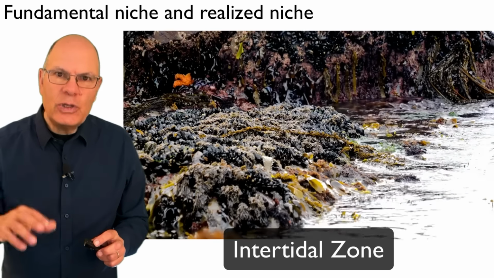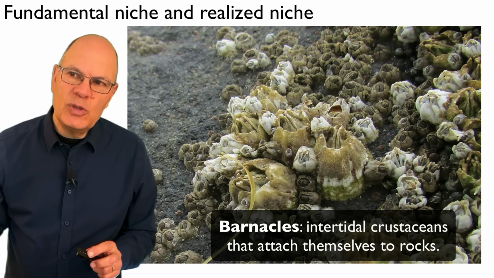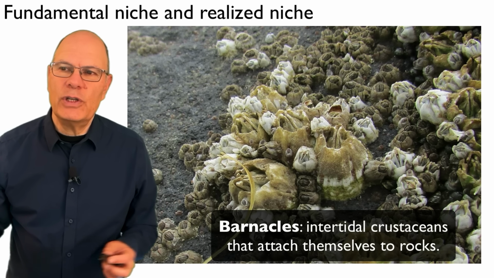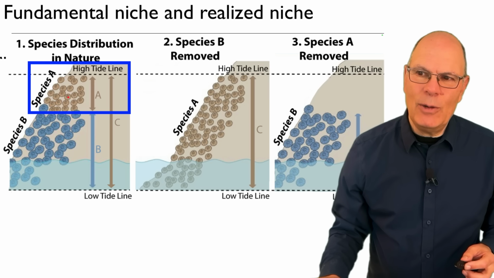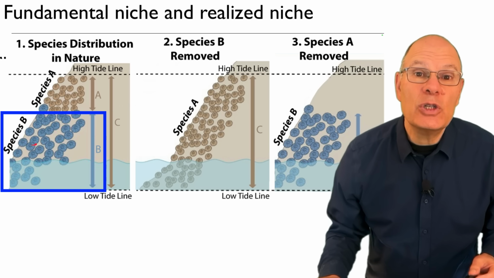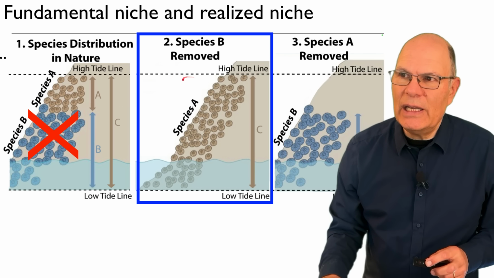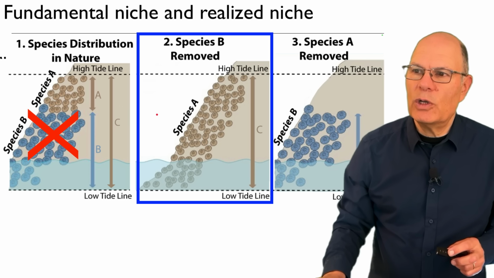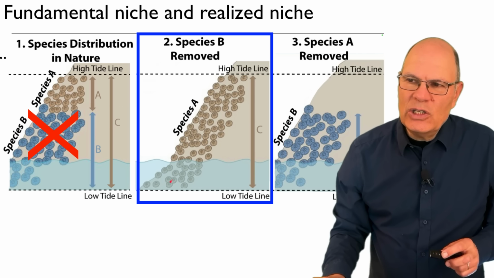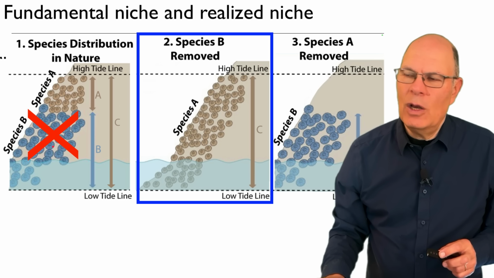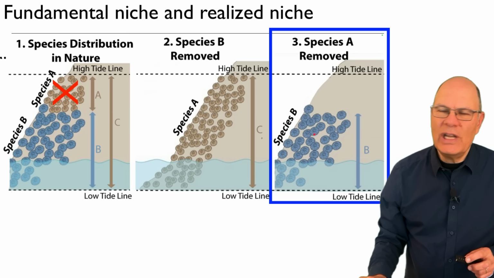An interesting natural history study was done in the intertidal zone involving 2 species of barnacles. That's a kind of crustacean that lives on the rocks of the intertidal zone. Here's species A, which lives closer to the high tide line. Here's species B, which lives closer to the low tide line. If species B is removed, which you can do by scraping these barnacles off the rock, notice how species A expands into the low tide zone where species B was living. But if species A is removed, species B pretty much stays where it is.